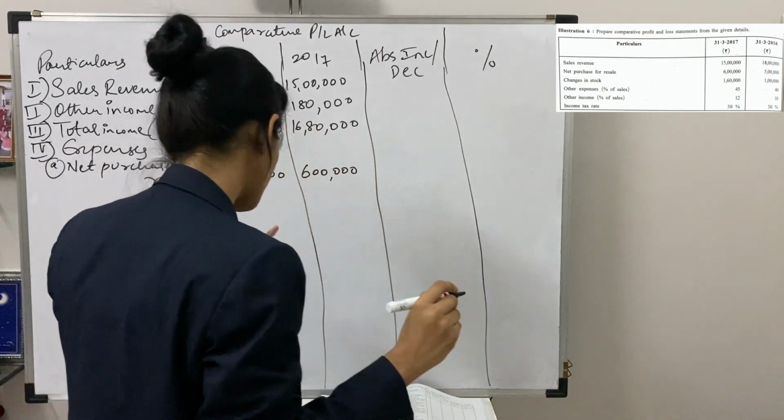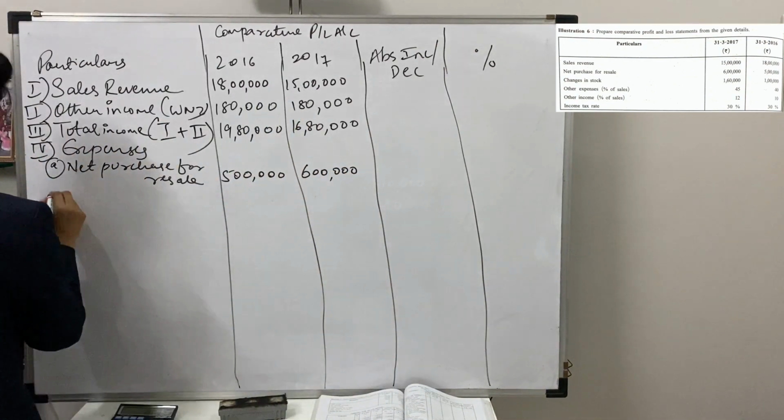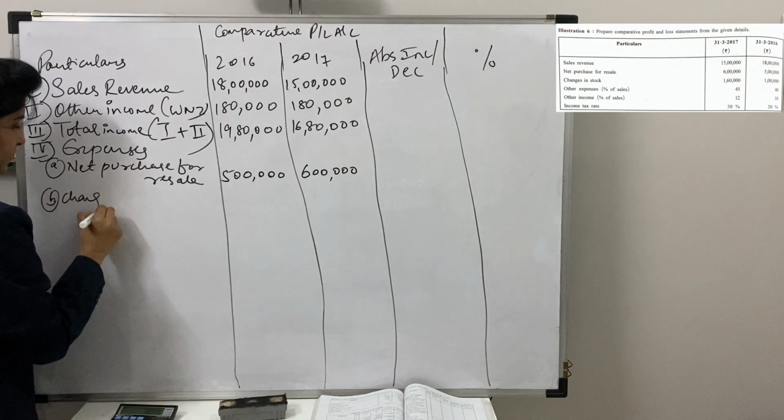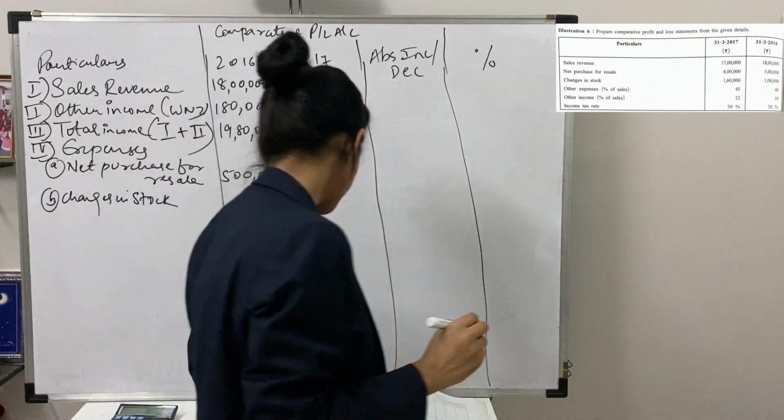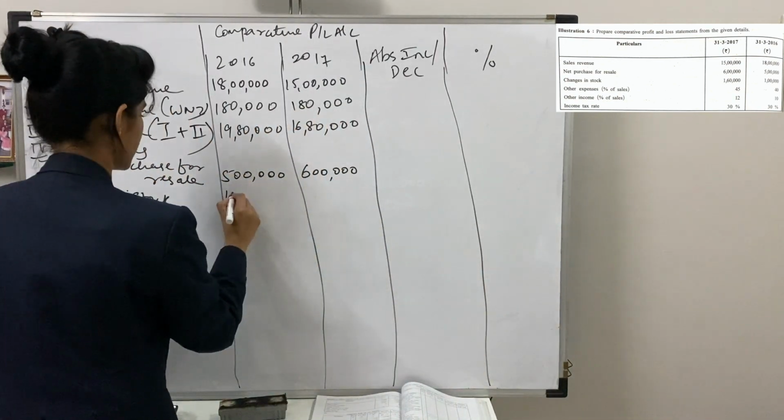Next part given in the question is your changes in stock. B is your changes in stock. Given in the question are 1 lakh and 1,60,000.